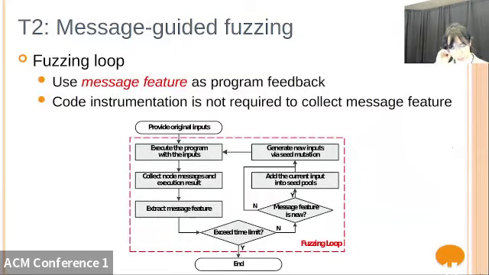Let's see the second technique, namely the message-guided fuzzing approach. This approach uses features of messages as program feedback to guide the fuzzing process. Compared to code coverage and other coverage metrics, we believe message features can more generally reflect the state transition of different robot tasks without code instrumentation.